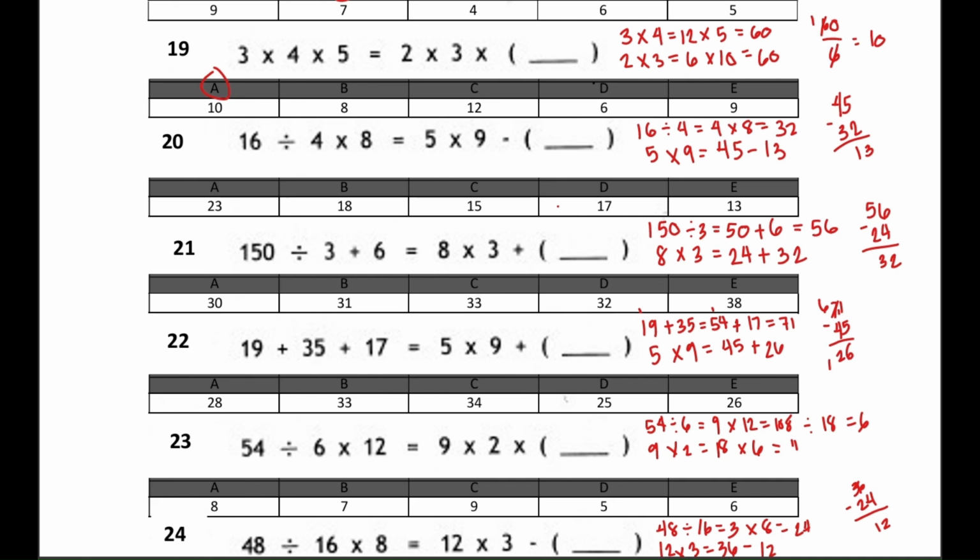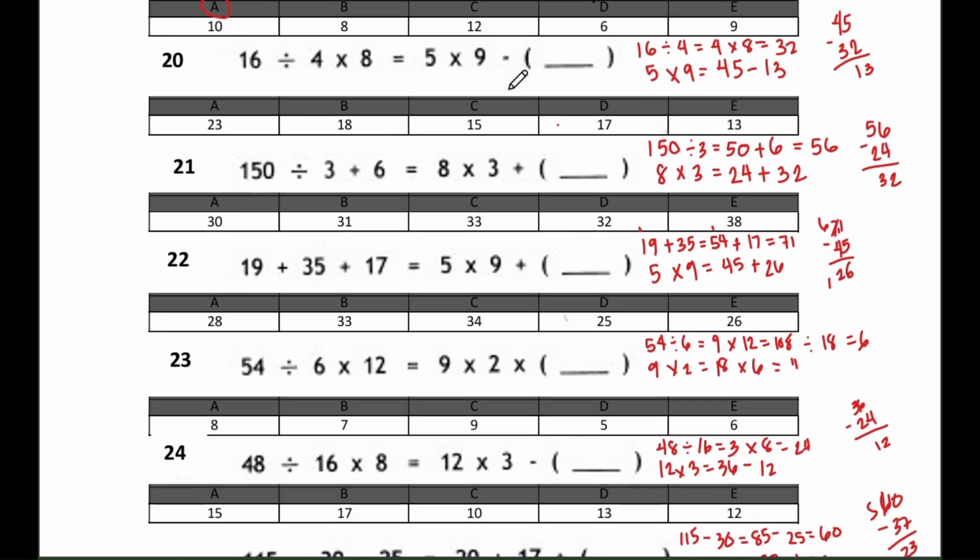First, we multiply 3 times 4 times 5, which equals 60. Now we have 60 on one side of the equal sign. On the other side, we have 2 times 3, which equals 6. Now we need to figure out what we need to multiply by 6 to get to 60, and that number is 10. So the missing number is 10.